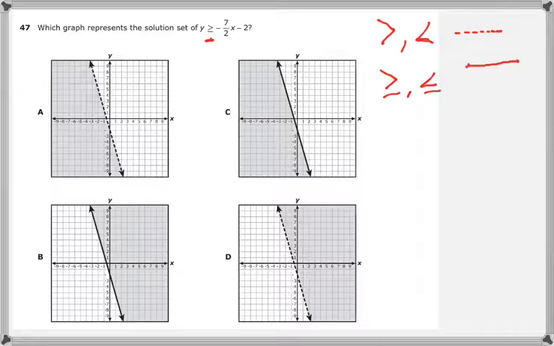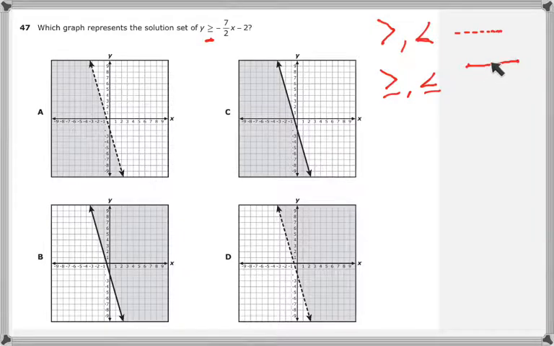So if it's greater than or less than, it's not going to include our boundary line in our solution set. But if it is greater than or equal to or less than or equal to, the points on our boundary line, which is the line, it is going to include it.